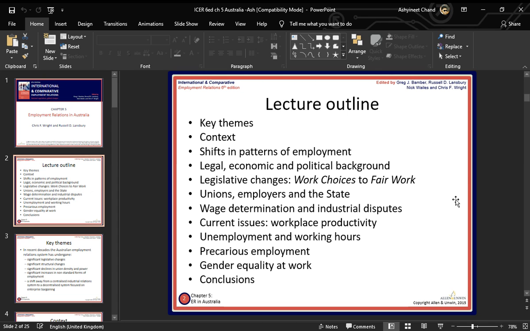All right, so let's look at today's lecture outline, employment relations in Australia. We will look at some key themes. We will look at the context, shifts in patterns of employment, legal, economic, political background, legislative changes from Work Choices to Fair Work Act, unions, employers, government, some processes such as wage determination, dispute resolution. We look at some current issues such as workplace productivity, unemployment, working hours, gender equality, and we will finally conclude.